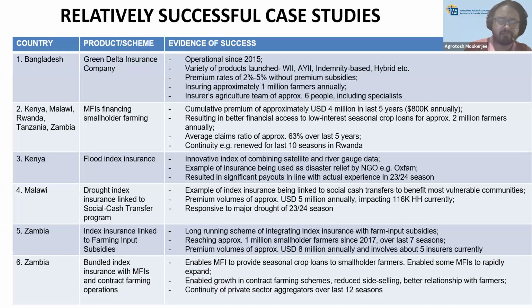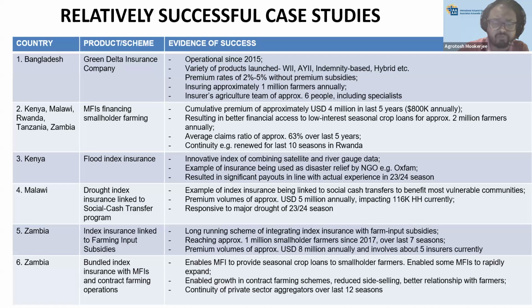Another example is from Kenya, which is an interesting one, where we see development agencies, in this case Oxfam, has used parametric insurance as a tool for financing the cost of disaster risk financing. So there's been a case where Oxfam used a flood index insurance product a couple of years back to actually finance the cost of flood disaster relief, and it's been fairly successful. There are some efforts now to scale up that initiative.